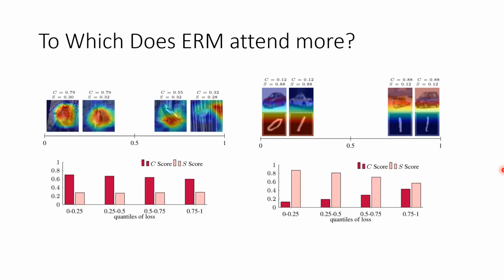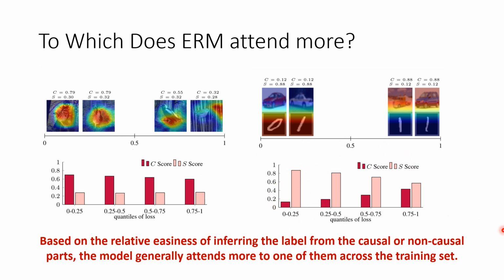We argue that the attention map of a model trained with ERM can be informative for distinguishing the causal and non-causal parts of an image. As an example, in the Waterbirds dataset, it seems that the model generally attends more to the bird, or the causal part of images, across the whole training set, and on the other hand, in the Dominoes dataset, the model generally attends more to the spurious parts of the images, and this is more evident on the samples on which the model has a low loss. So we can say that based on the relative easiness of inferring the label from the causal or non-causal parts, the model generally attends more to one of these two across the whole training set.